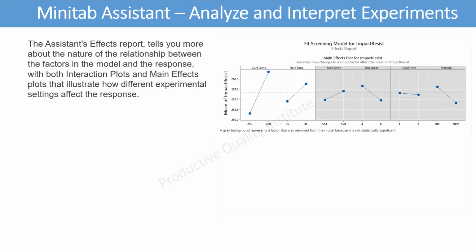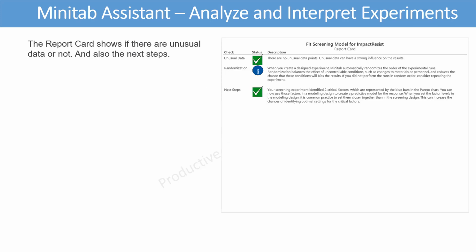The assistant's effects report tells you more about the nature of the relationship between the factors in the model and the response, with both interaction plots and main effects plots that illustrate how different experimental settings affect the response. The report card shows if there are unusual data or not, and also the next steps.